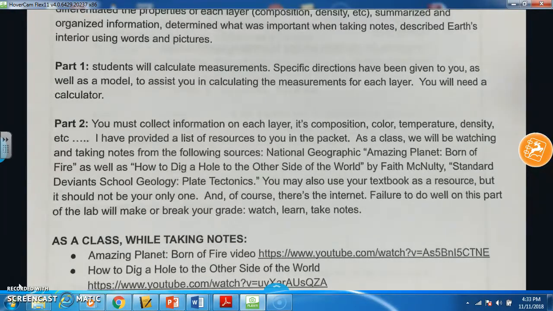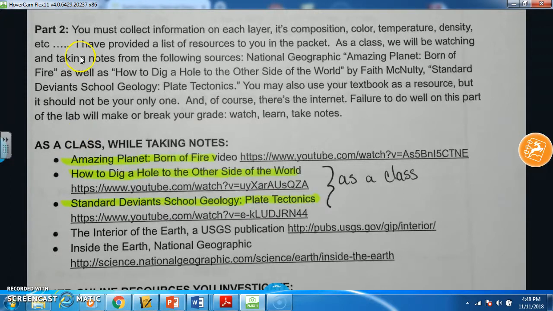Your first day will be the introduction and doing the calculations on the sheet that I just showed you. On part 2, you will be expected from this point forward to be collecting information on each layer: its composition, color, temperature, density. There's so many things, I didn't even name them all, but that's up to you to discover. I provided a list of resources you see here.